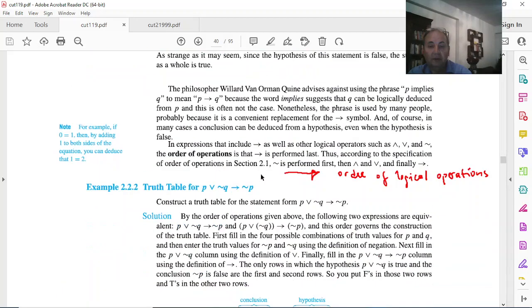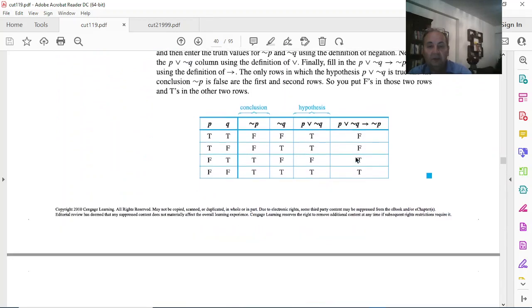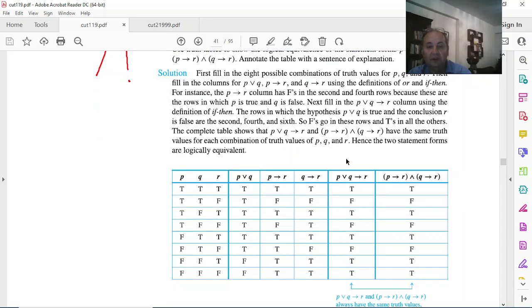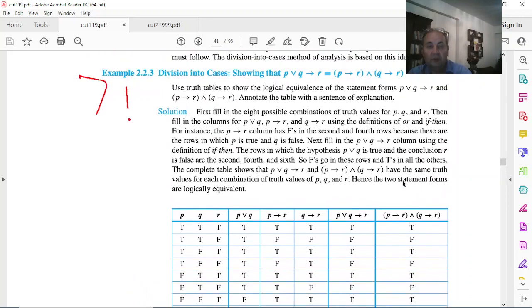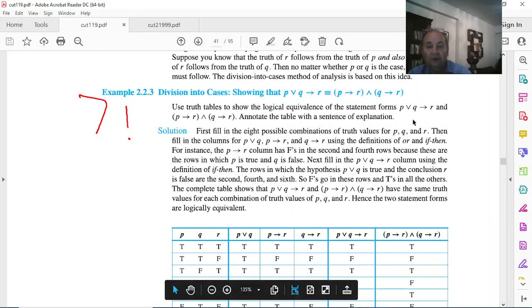We talked about that. This is the order of logical operations, okay? The last operation is this one. This is the equivalence relation and negation. You can work it out. And division into cases. This is the way you obtain this one, and this is the truth table. So these two are equivalent.